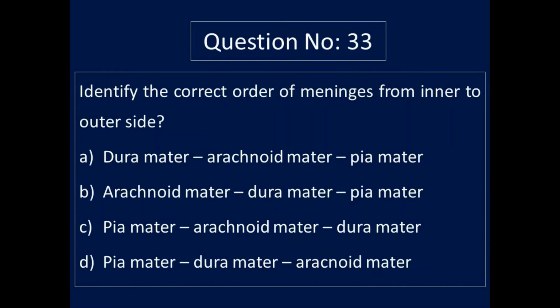Question number 33. Identify the correct order of meninges from inner to outer side. Option A, dura mater, arachnoid mater, and pia mater; B, arachnoid mater, dura mater, and pia mater; C, pia mater, arachnoid mater, and dura mater; and D, pia mater, dura mater, and arachnoid mater. Option C is the right answer.